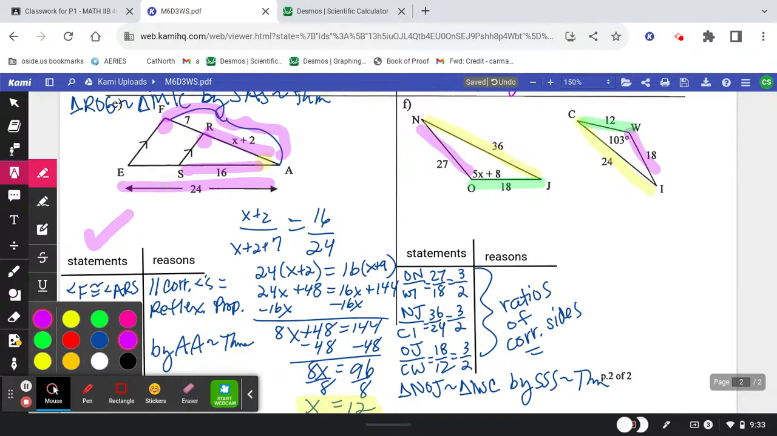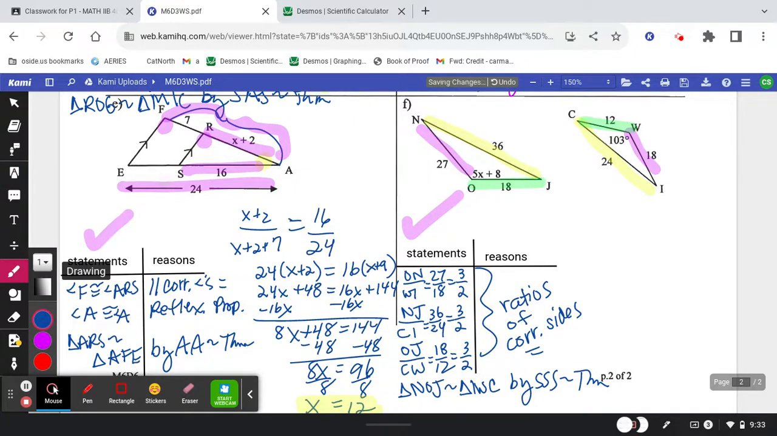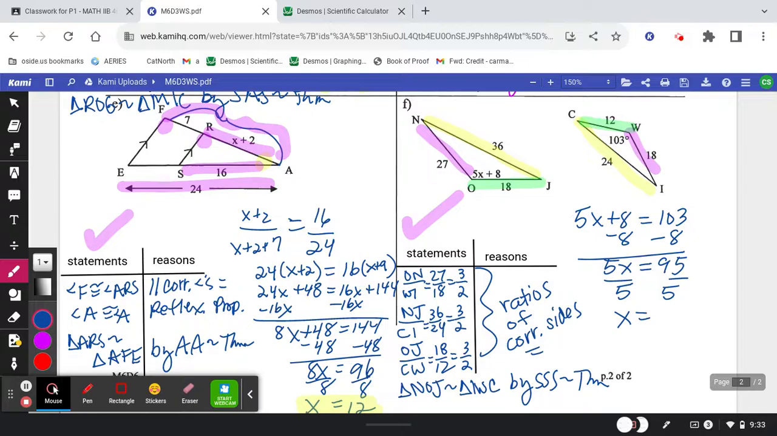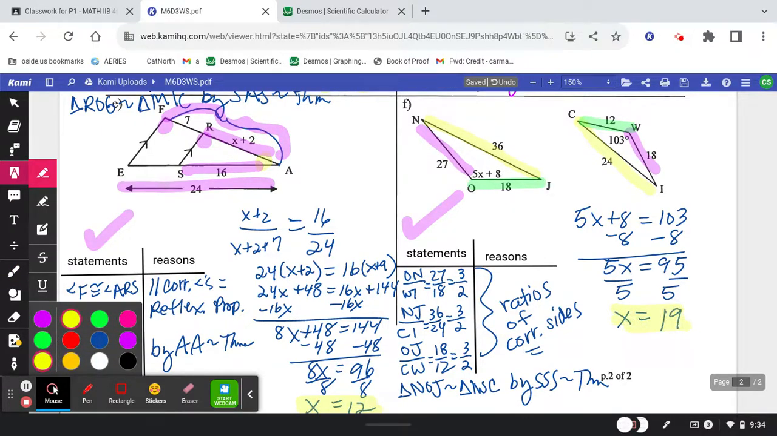All right, we just proved the triangles are similar, check. So now we're able to do the last proportion. And I just realized we don't even have to do a side proportion. We just have to do the angles, the corresponding angles are equal. Yay, that's way easier. So 5x plus 8 is equal to 103. 5x is equal to, is that 95? All right, grab a calculator. 95 divided by 5 is 19. How'd you do?